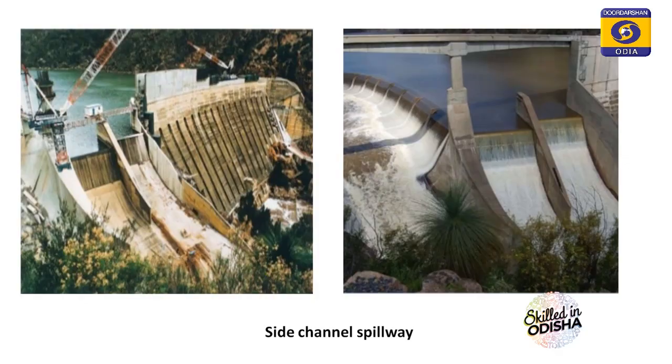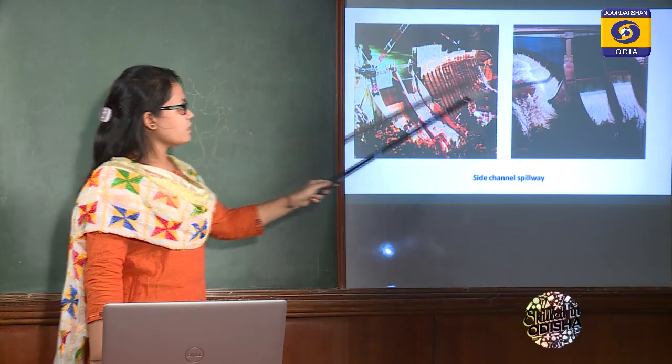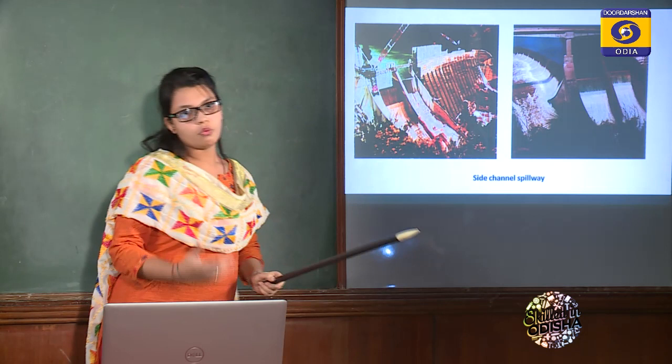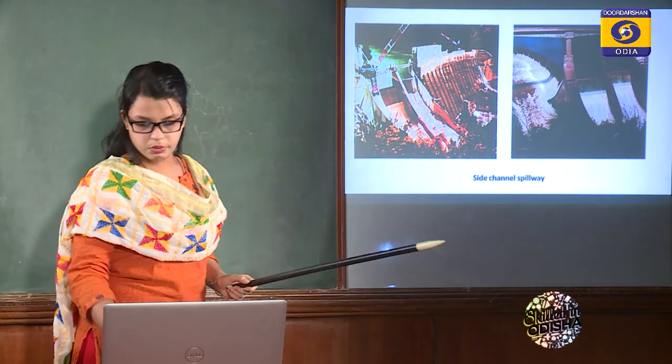So you can see the picture. These are the side channels through which the water is flowing. This is an example of a side channel spillway. These are the side channels through which the excess water will be flowing.